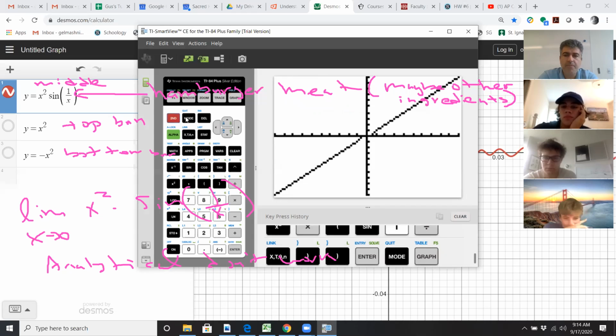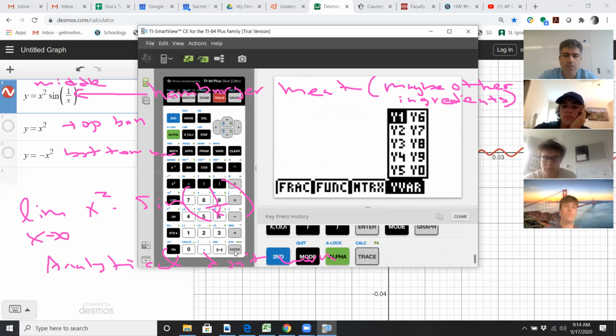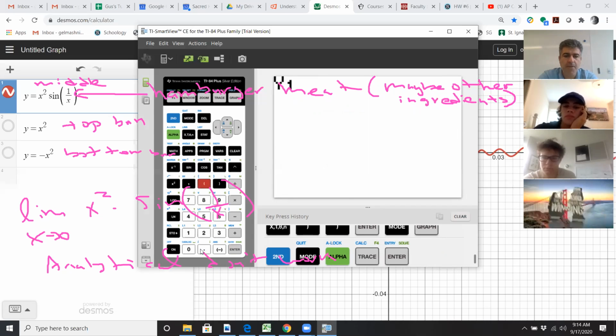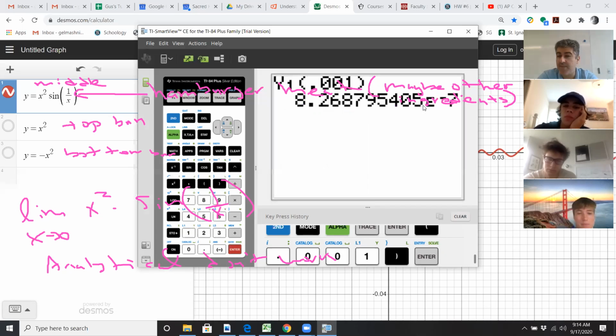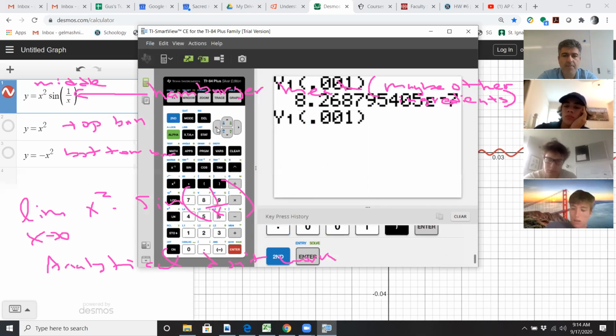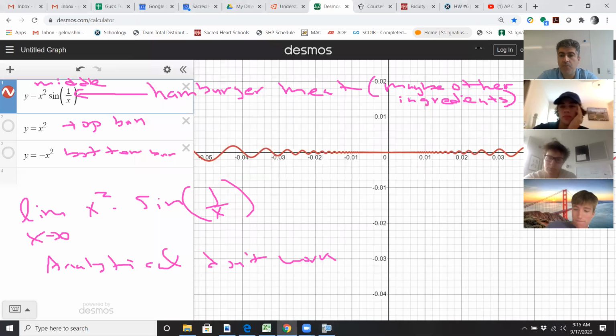If I go out to the home screen and do alpha trace y1 and type in something close to 0, you see it says 8.26 in scientific notation times 10 to the negative 7 power. Or if I repeat that and insert a negative, I get that also. So sometimes we just have to resort to numerical or graphical techniques to get the answer.